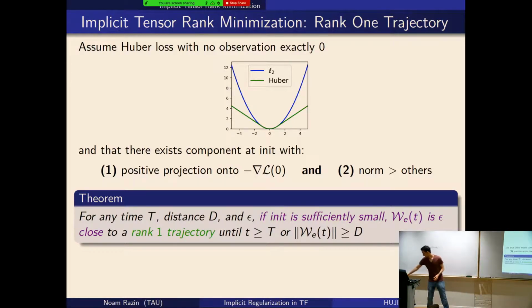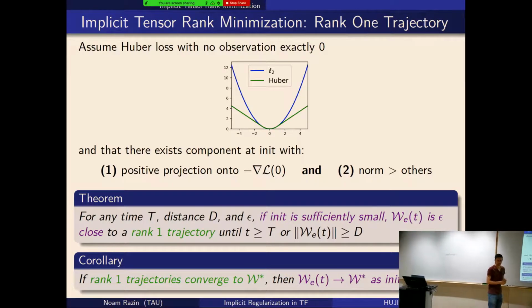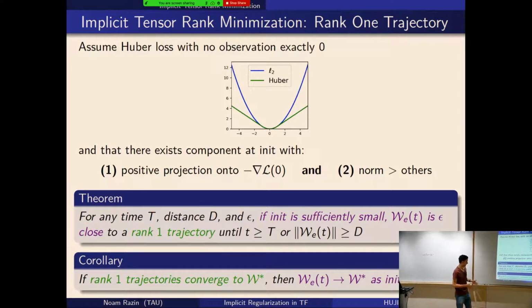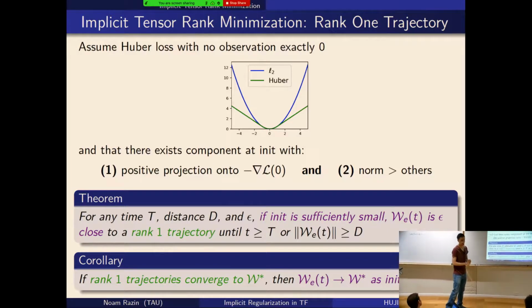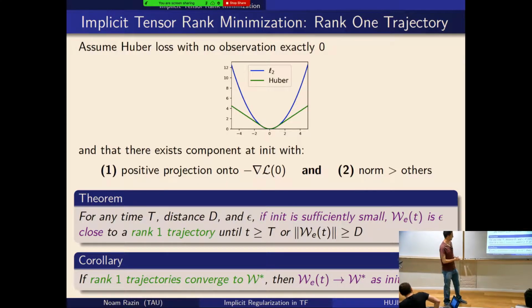And as a corollary, if these rank 1 trajectories converge to some W star, for example, imagine that our tensor completion problem has a rank 1 solution, and these trajectories converge to it, then as we take our initialization towards 0, our N tensor will also converge to it. So even though we can complete the tensor with arbitrarily high rank, as we take initialization towards 0, we will converge to the rank 1 solution. Now, as you can see, this characterizes the first stage. A more general characterization of the later stages was a bit out of hand for now, but this is interesting for the future.